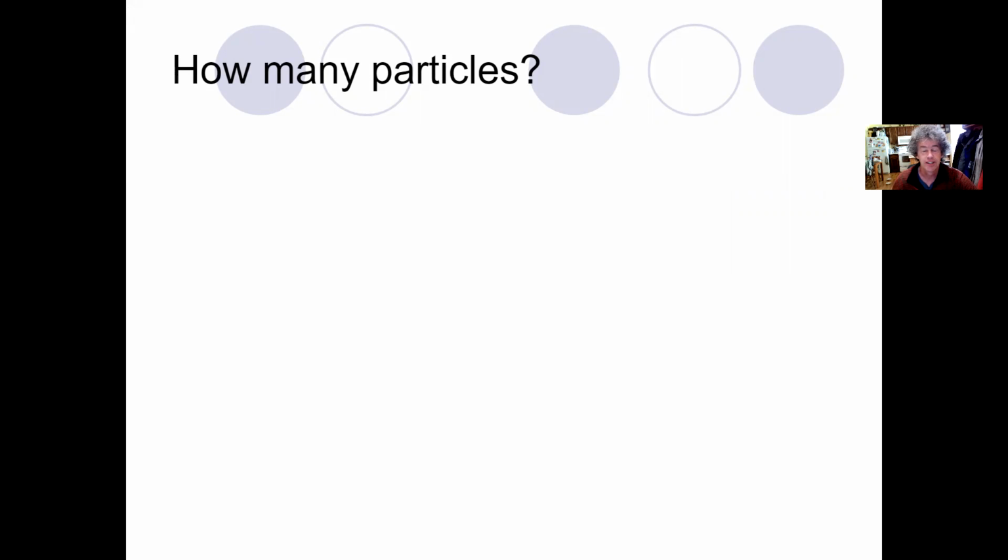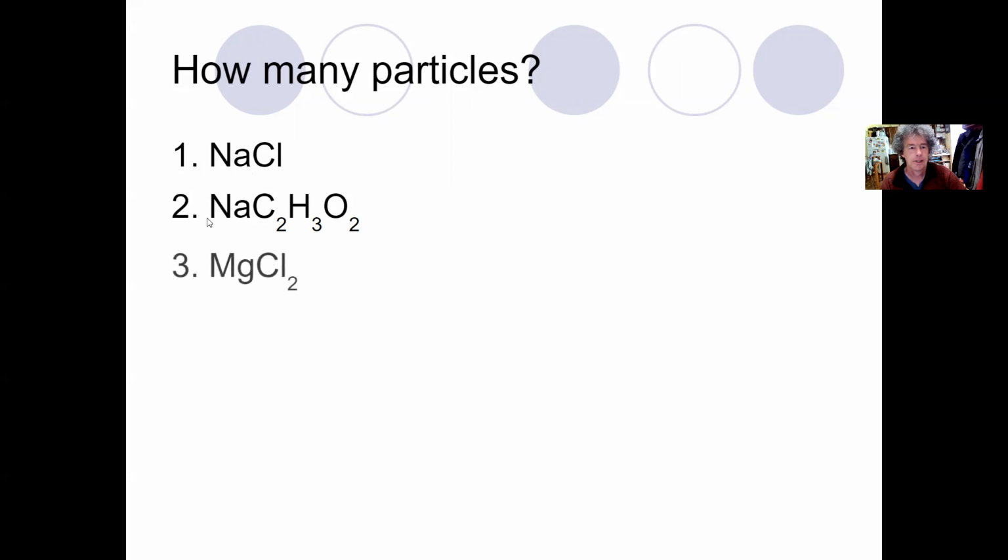First off, we could play a game: how many particles? Well, if you have NaCl, NaCl is an ionic compound. It will split into Na+ and Cl- ions, so it will split into two particles. Sodium acetate, NaC2H3O2, again, it's a Na+ and an acetate- particle. It will split into two. MgCl2: the magnesium will split into one particle, and each of the Cl's will split into a particle, so it actually splits into three particles.